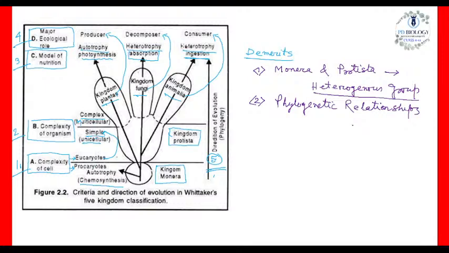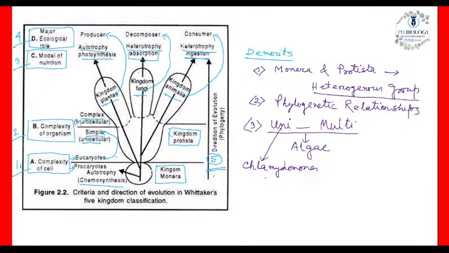A distinction between unicellular and multicellular organism is not possible in case of algae. So due to this, unicellular green algae, what's the example? The Chlamydomonas, the Volvox. These unicellular organisms have not been included in the kingdom Protista. They are not included in Protista.